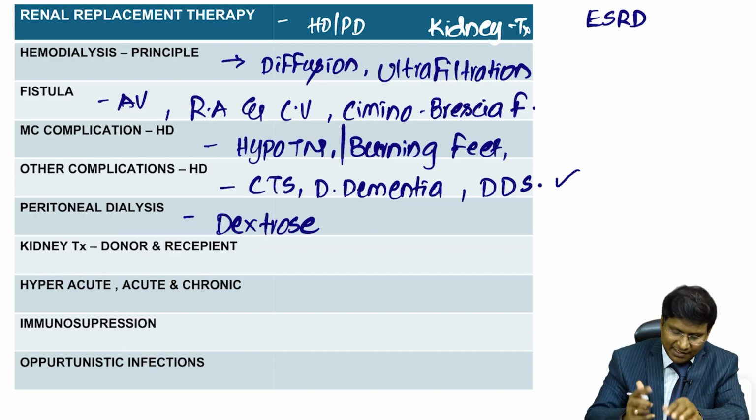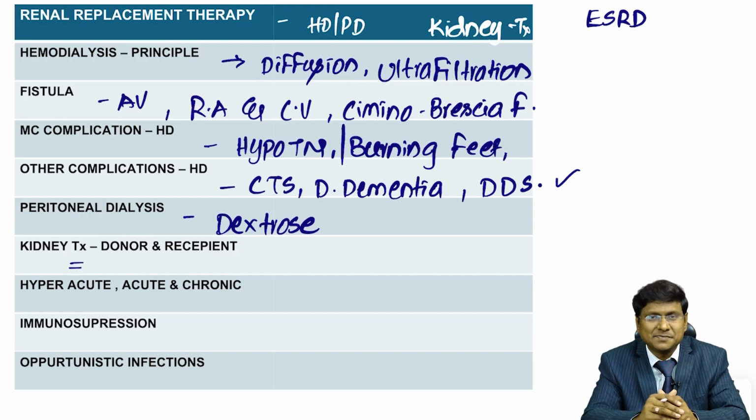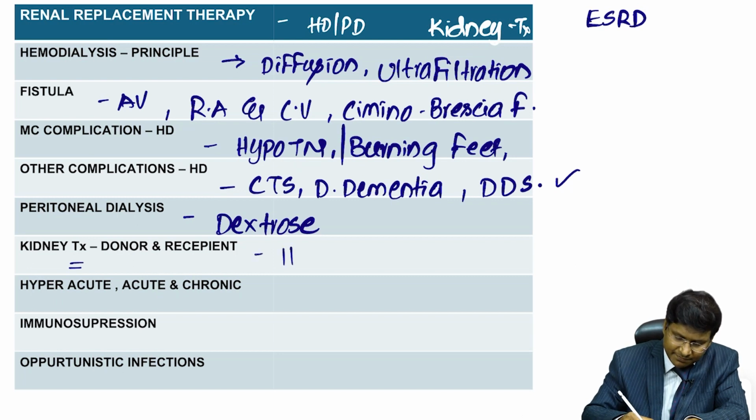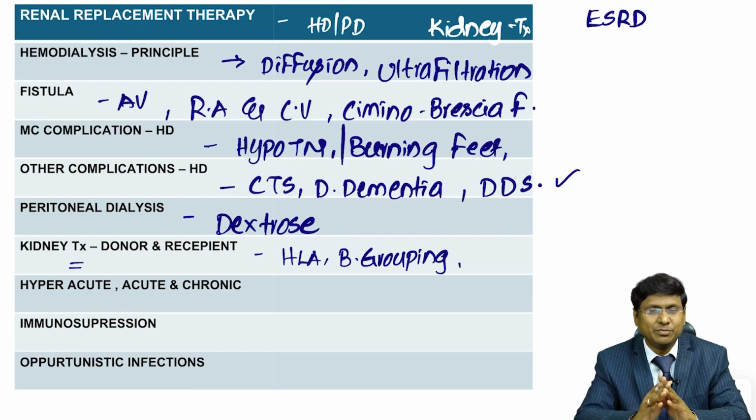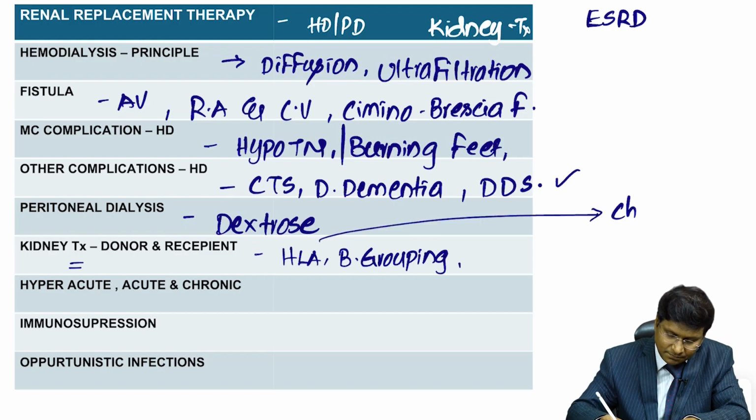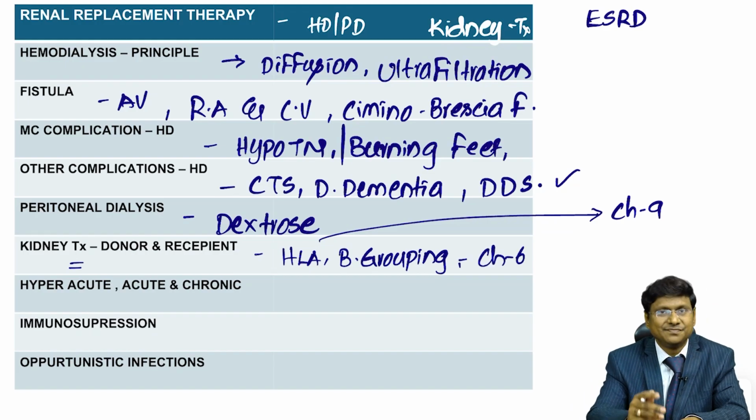Okay. Next, the other way of renal replacement therapy is kidney transplantation. In kidney transplantation, the donor and the recipient both should have an HLA match, and there should also be matching of the blood grouping. So blood grouping as well as HLA, both have to be matched. For HLA matching, the gene is present on chromosome 6, and for blood grouping, the gene is present on chromosome 9, right?